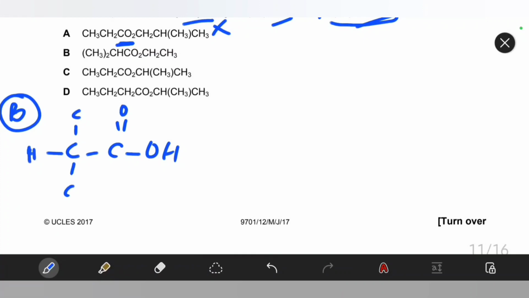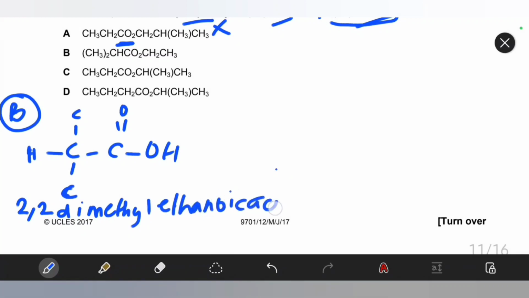Now that we look at it like this, it is not propanoic acid. This is 2,2-dimethyl ethanoic acid. So B cannot be an option. What about C?